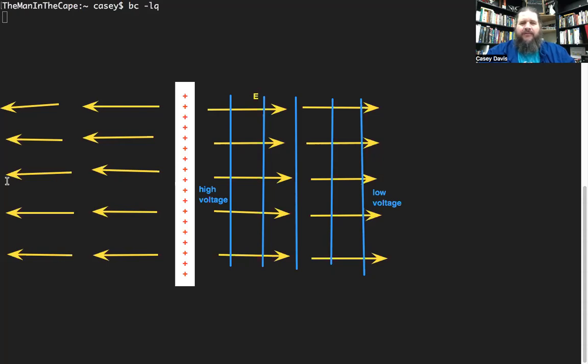Any questions on that so far? Can you repeat what you said about the potential energy?